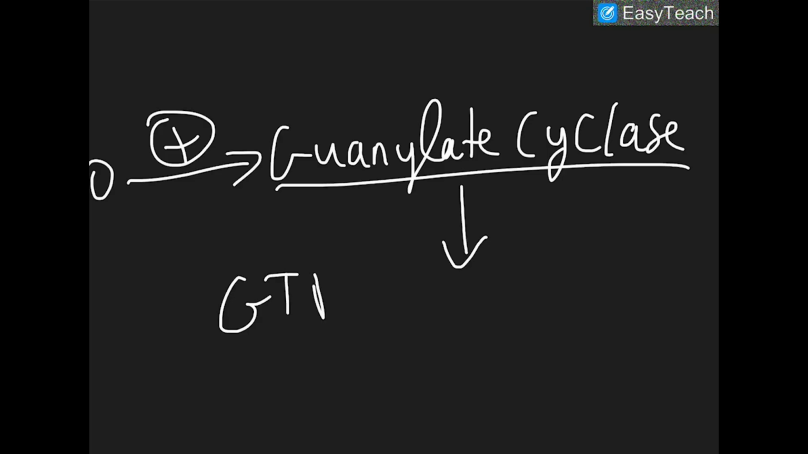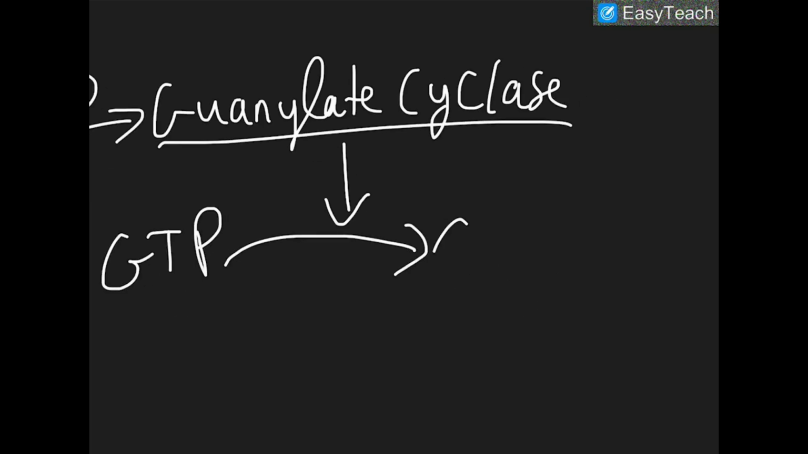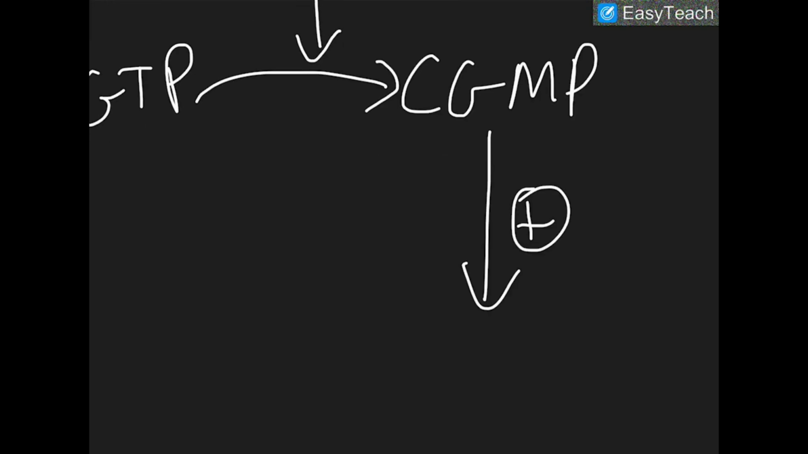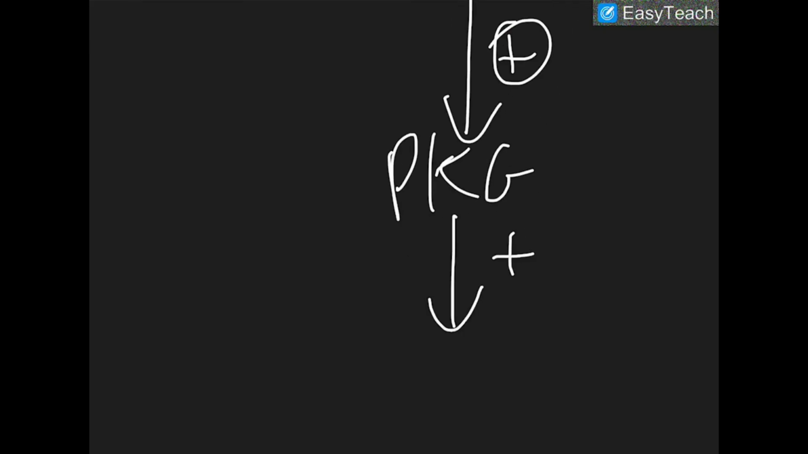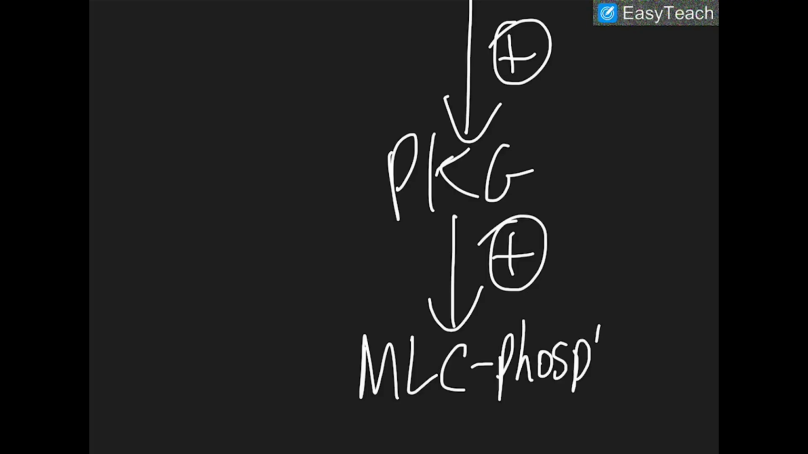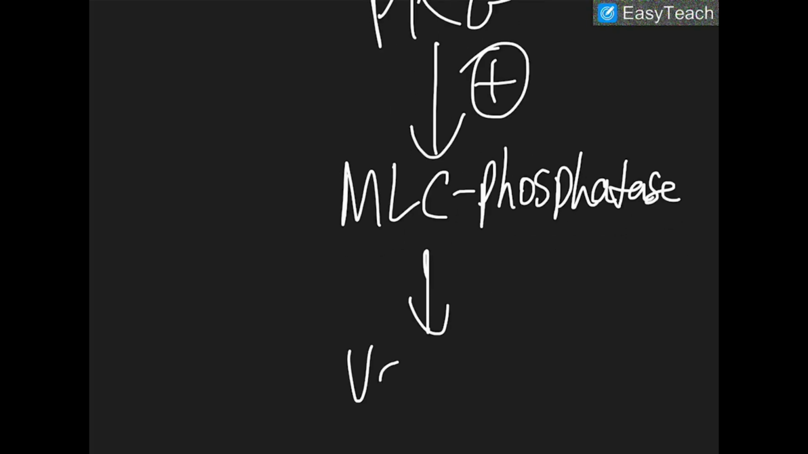Once guanylate cyclase is activated, what does activated guanylate cyclase do? It converts GTP into cyclic GMP. What does cyclic GMP do? It activates protein kinase G. What does protein kinase G do? It stimulates and activates myosin light chain phosphatase, which then leads to vasodilation, as we're familiar with.